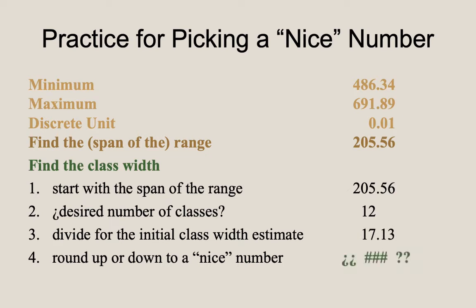So I'd like you to pause and think for a second. 17.13, we want to round this up or down to a quote-unquote nice number. I'd like you to pause the video and reflect on what are one or two possible choices that you might suggest for a nice number. Once you've made your choices, restart the video and we'll talk through the suggestions I would have for a nice number and why I would suggest those numbers would be quote-unquote nice.